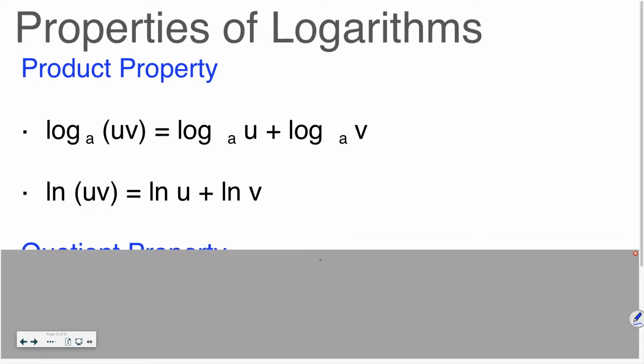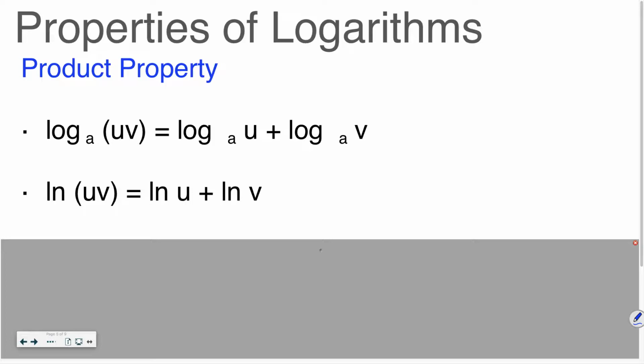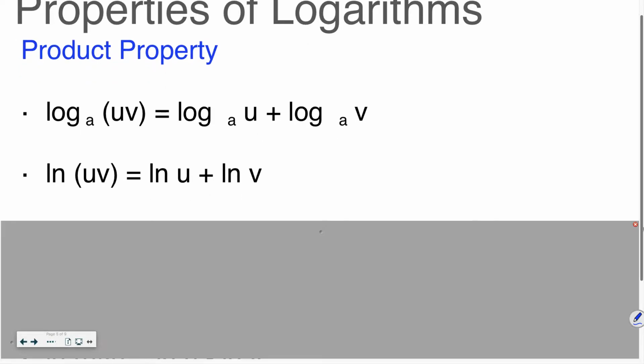Oh, I wouldn't write this down if I were you, but please understand that log base e is going to have the same property, okay? It's redundant. I wouldn't write it down, but you are going to see it with both log base a and log base e, which is the natural log.